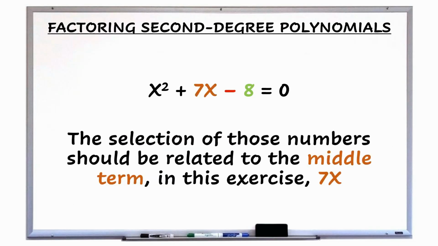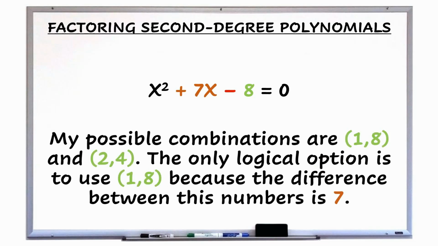The selection of those numbers should be related to the middle term, which in this exercise is 7x, positive 7x. My possible combinations are 1 and 8 and 2 and 4. The only logical option is to use 1 and 8 because the difference between these numbers is 7.